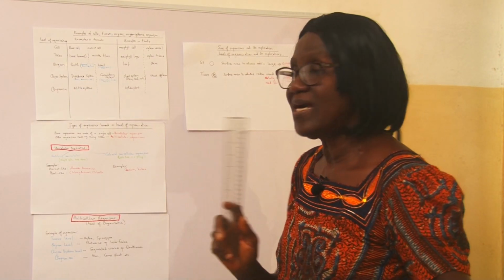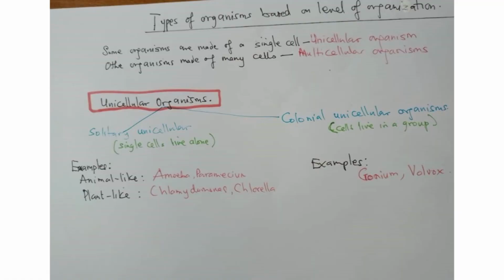Now, we want to look at something different, types of organisms based on level of organization. You see, there are various types of organisms. Some organisms, the whole organism is a cell, and that is a unicellular organism. So the level of organization of that organism is cell level, cellular level. The whole organism is one cell. And there are organisms that are many cells, multicellular organisms.